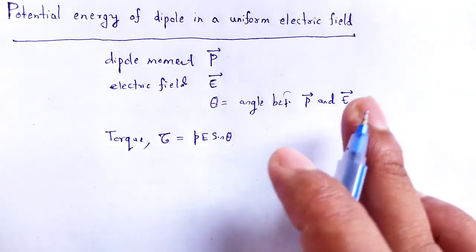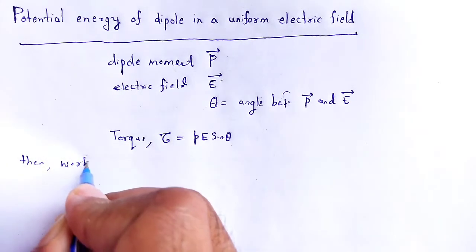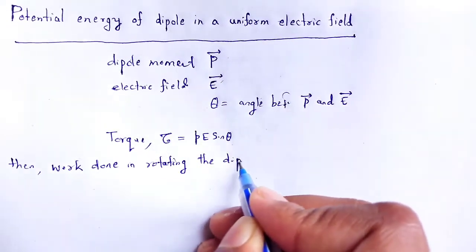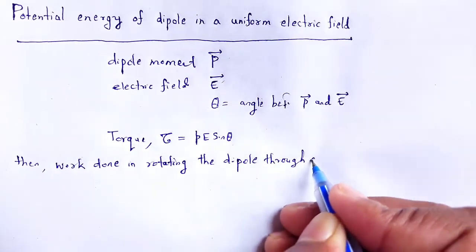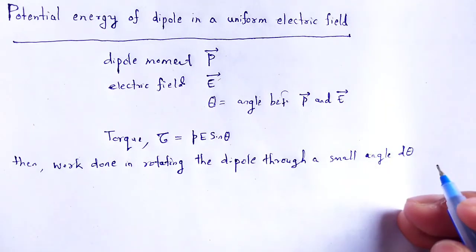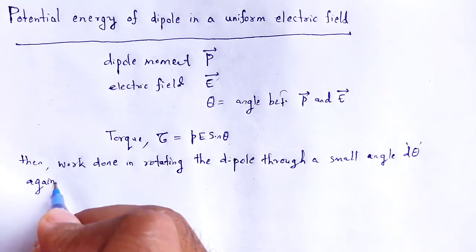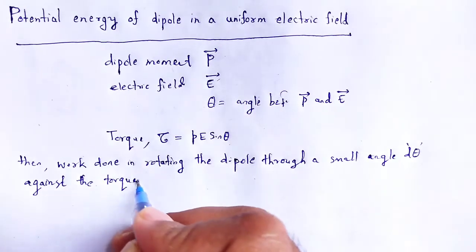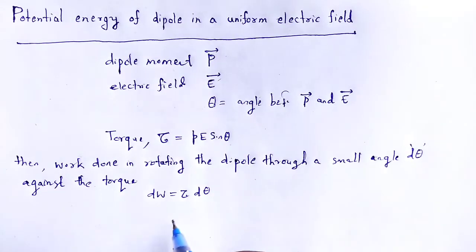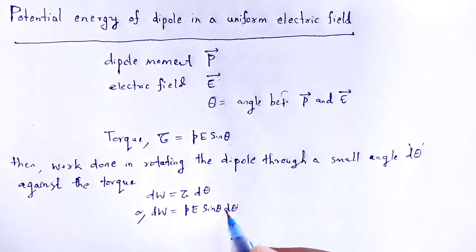Then the work done in rotating the dipole through a small angle d theta against the torque is dW equal to tau d theta, or dW is equal to P E sin theta d theta.